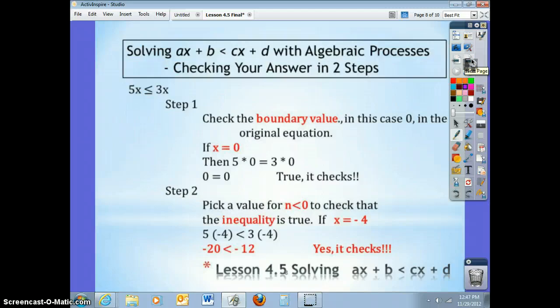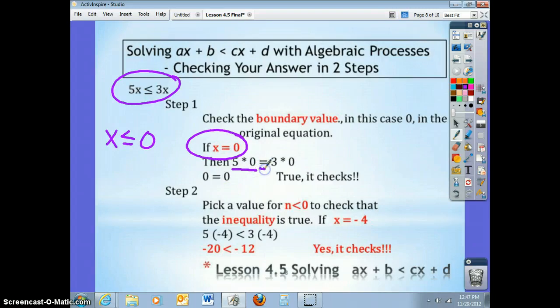But you do have to check these things. So if we want to check this guy, and our answer said x is less than or equal to 0, then we have to check it twice. One time we have to check x is equal to 0. So we pick a number, we take 0, and we put it into the original equation. 5 times 0 is equal to 3 times 0, and that's true. 0 obviously equals 0. So that part of our answer is correct.